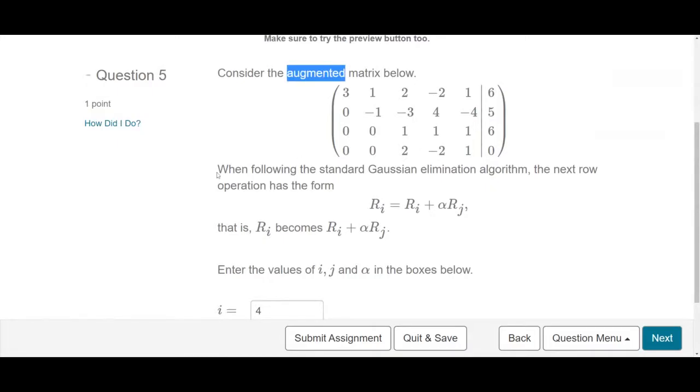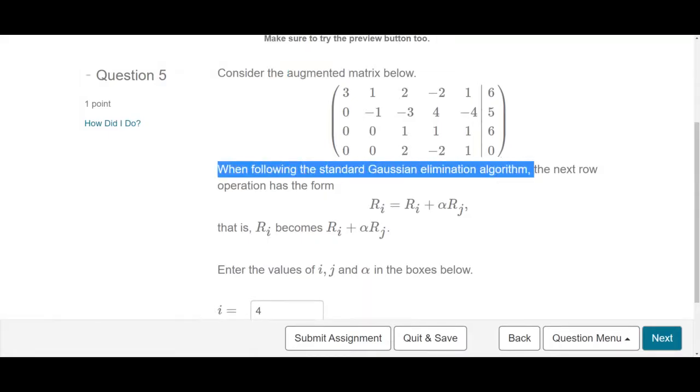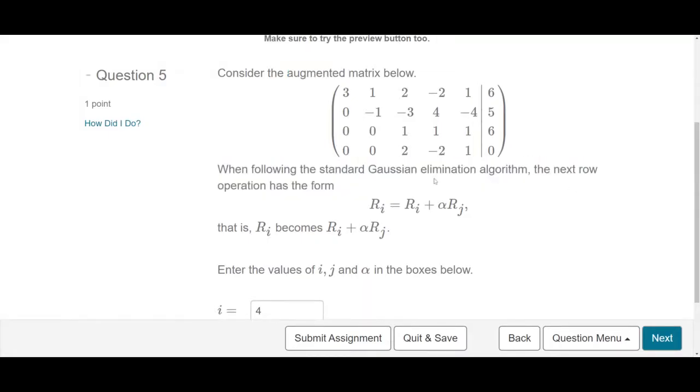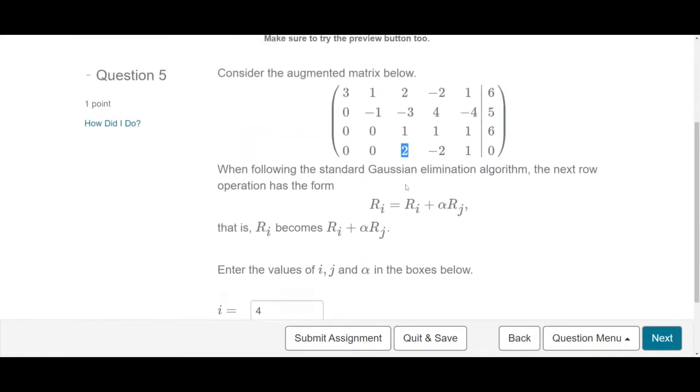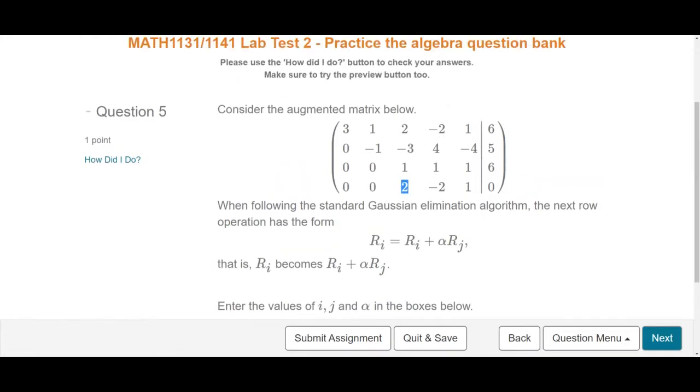It's augmented. When following the standard Gaussian elimination algorithm, they want you to identify the next operation. Okay, so you can see here, that's a leading row. That is row 3, row 4 is not a leading row yet. It's a leading row, but we haven't got it down with that nice row reduction yet. So can anyone tell me what are we going to do about this 2 and what should the next operation be? Who can tell me?